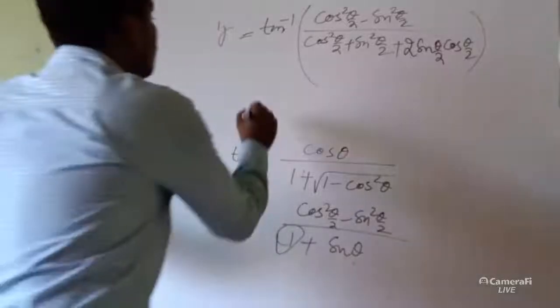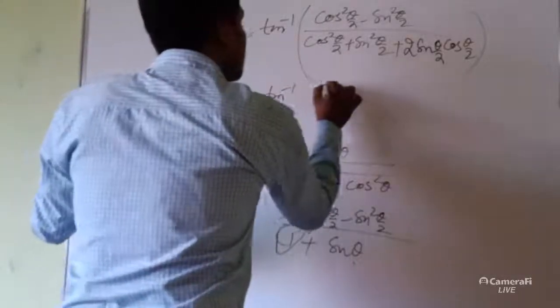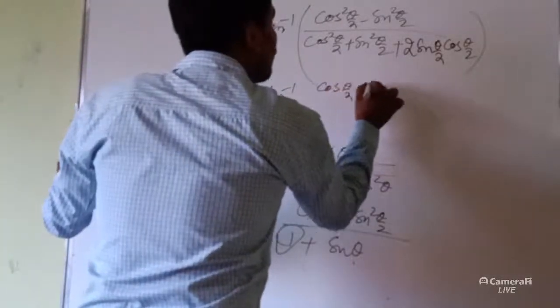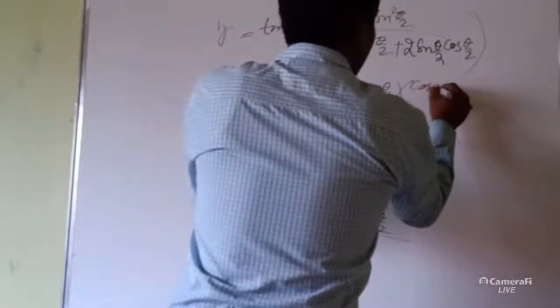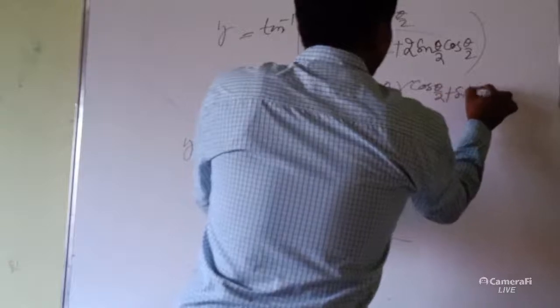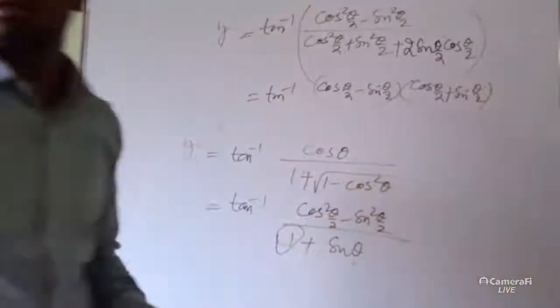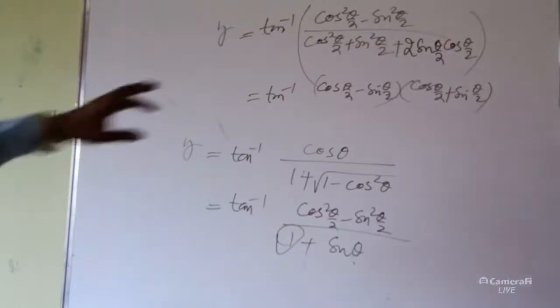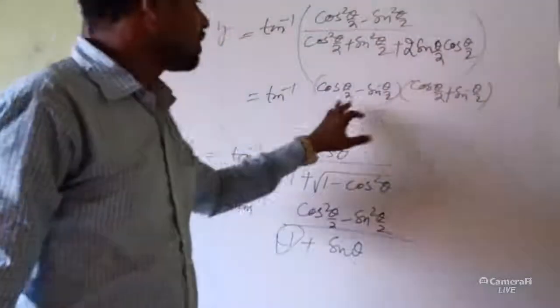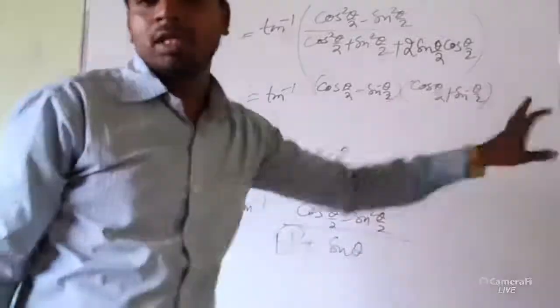Okay, now this becomes tan inverse of (cos theta by 2 minus sin theta by 2) and also (cos theta by 2 plus sin theta by 2). Here we use the identity a square minus b square, which is (a plus b) into (a minus b).